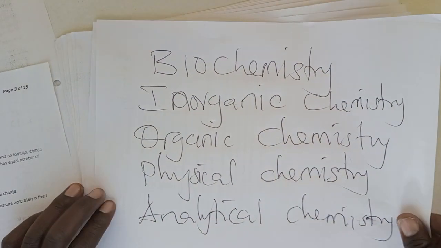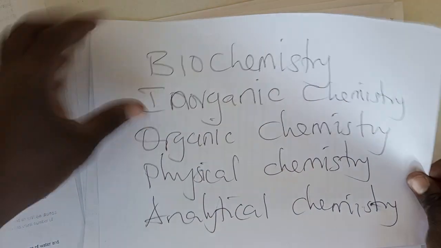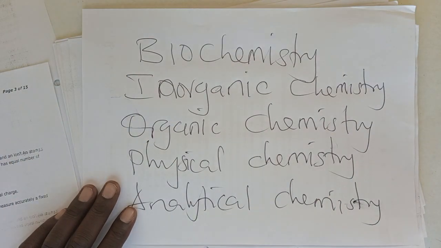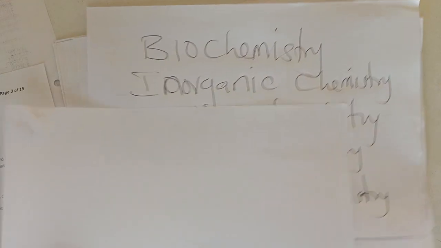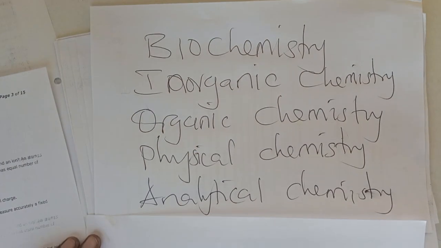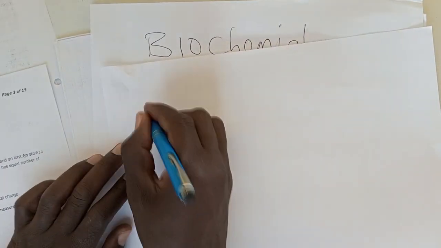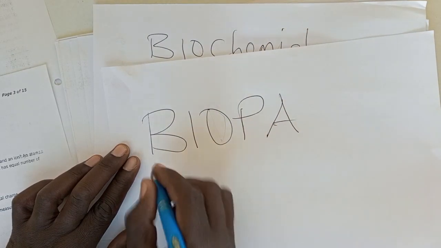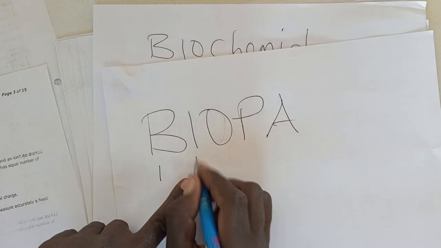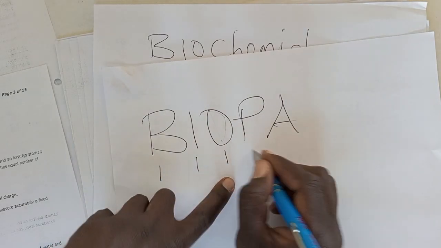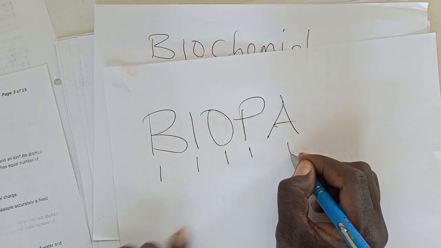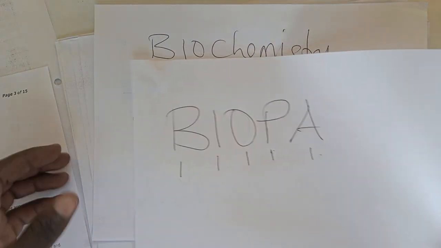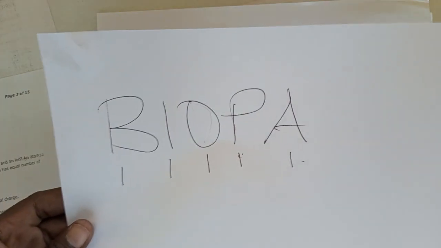Now there is a way in which you remember this. You can use the acronyms. Acronyms that you can use are BIOPA: B for biochemistry, I for inorganic, O for organic, P for physical, and A for analytical. You can use this to remember the 5 branches of chemistry.